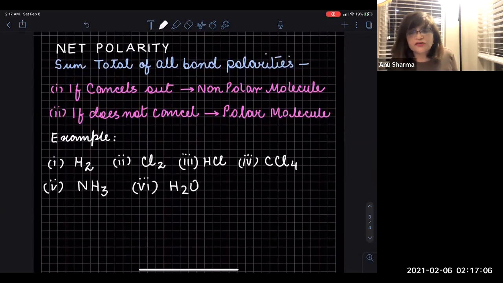Now let's look at the concept of net polarity, where you combine the strength with which each of the electrons are being pulled by a particular atom on all these sides, and you see whether that pull is canceled out or not. If the pull is canceled out from all sides, equal pull from all directions, it's a non-polar molecule. But if the pull is unequal, one side pulling more and the other less, then it's polar. So look at these examples now.